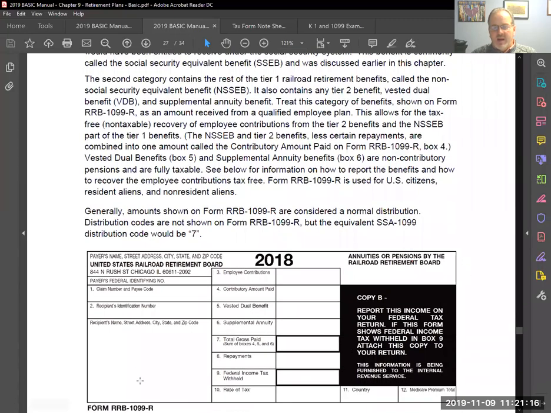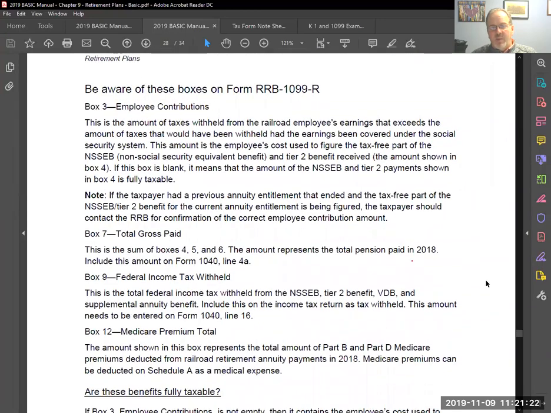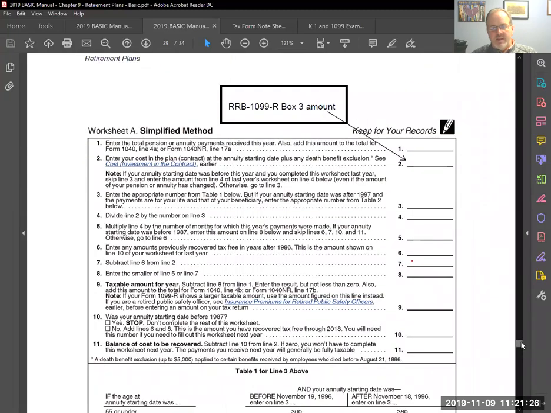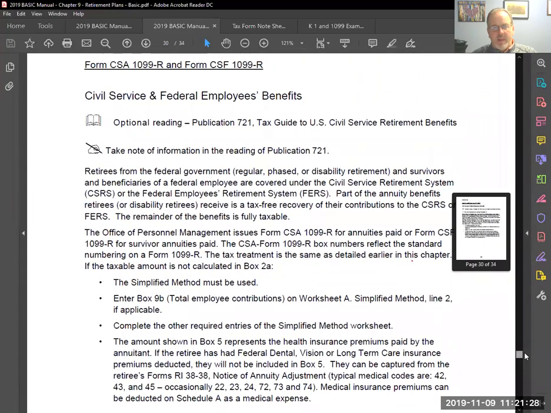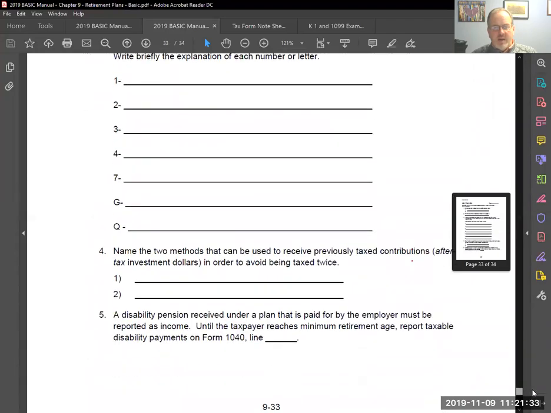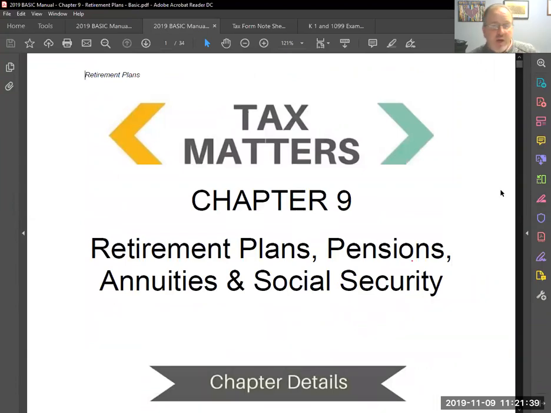Again, it's going to look very similar to my 1099-R that we looked at earlier, but we're going to handle them a little bit differently. Not going to worry about civil service. So that gets us through the retirement. The best way to talk about the rest of these is to take a look at some of these on a more practical basis, where we're doing some returns and things like that.